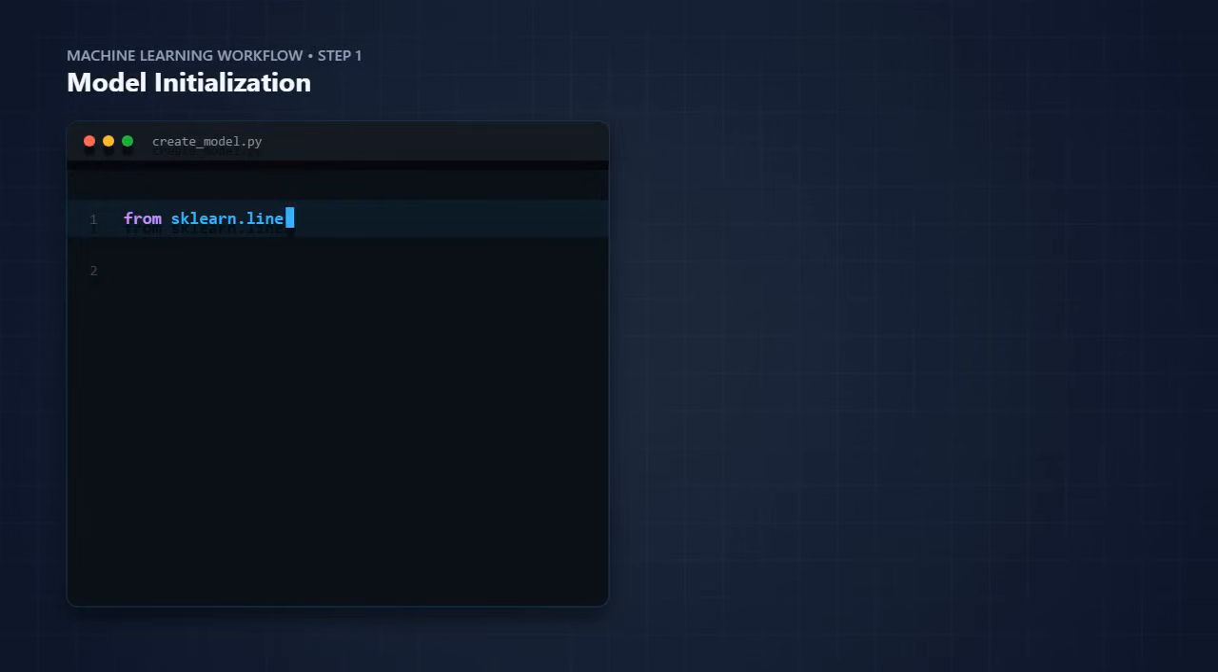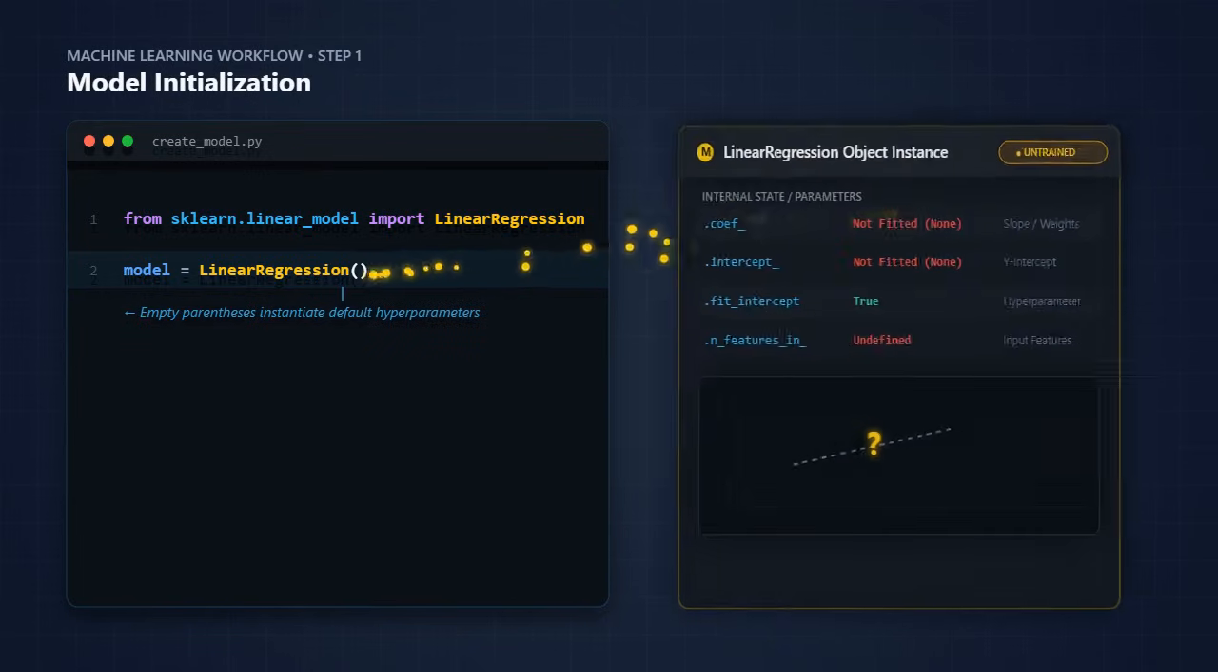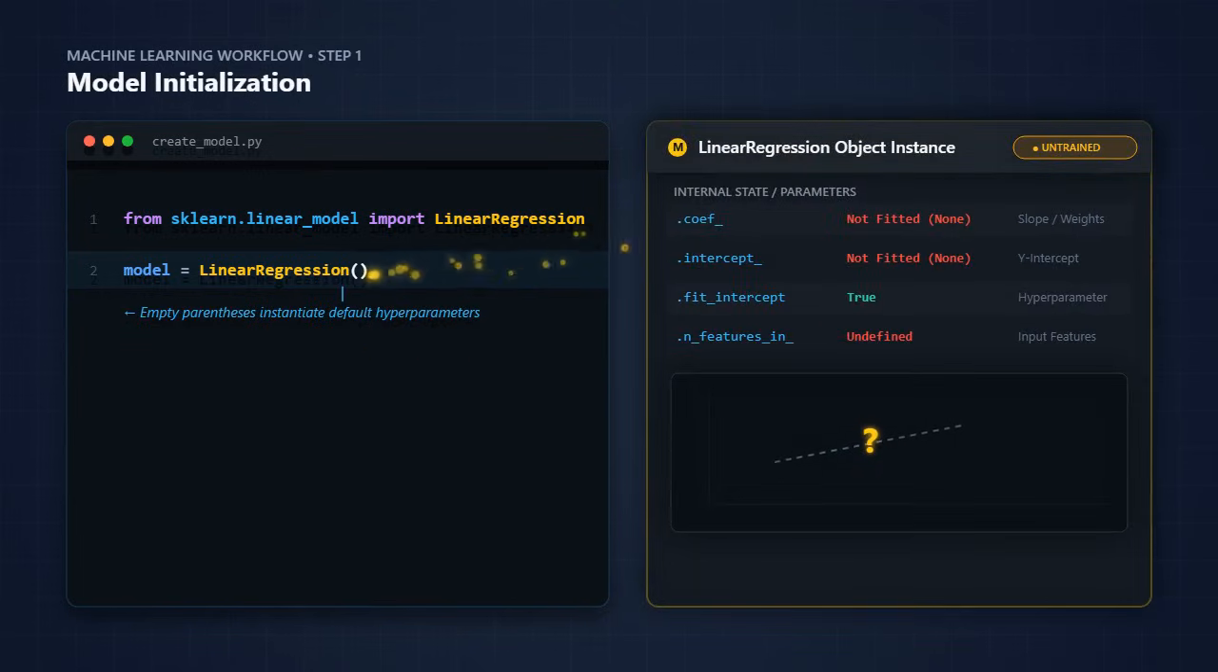Creating the model is just 2 lines of code. We import LinearRegression from Scikit-Learn's linear_model, and then we instantiate the model object by calling LinearRegression with empty parentheses. Our model is now ready, but it doesn't know anything yet.